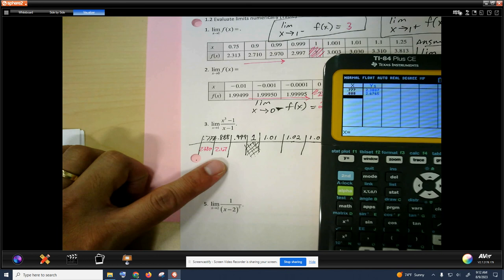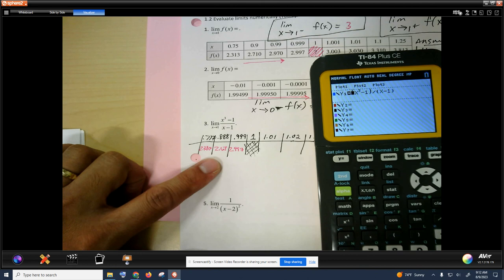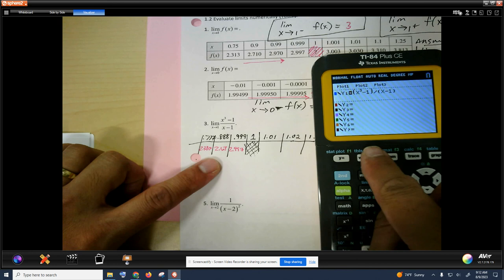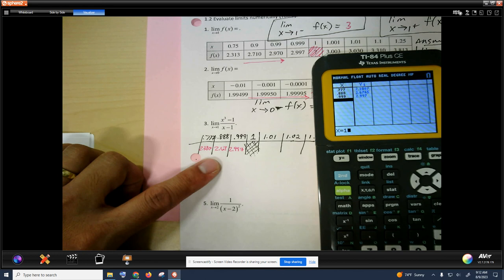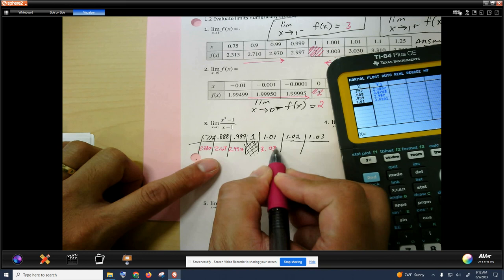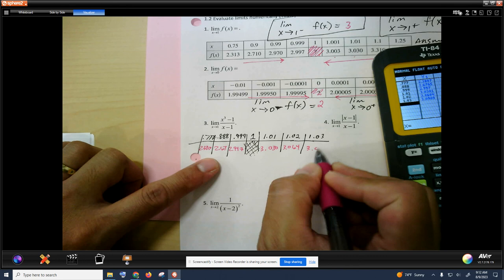And then I record my values. Okay, so again, I put the equation into Y1. Let's change the table set to ask and auto. Then we go to second table, and then we're able to pick our own value, whatever you choose. 3.030, 1.02, 3.604, 1.03. And that way we're just inputting, outputting values quickly.